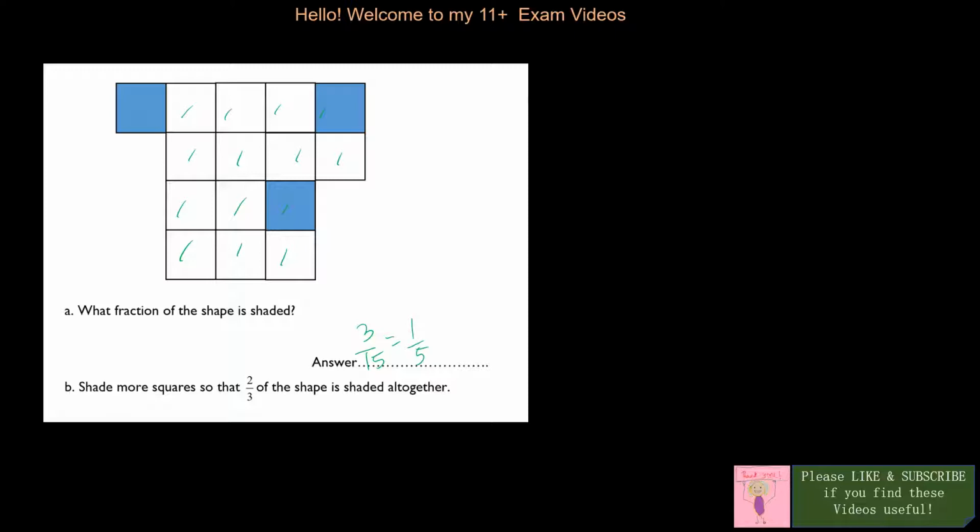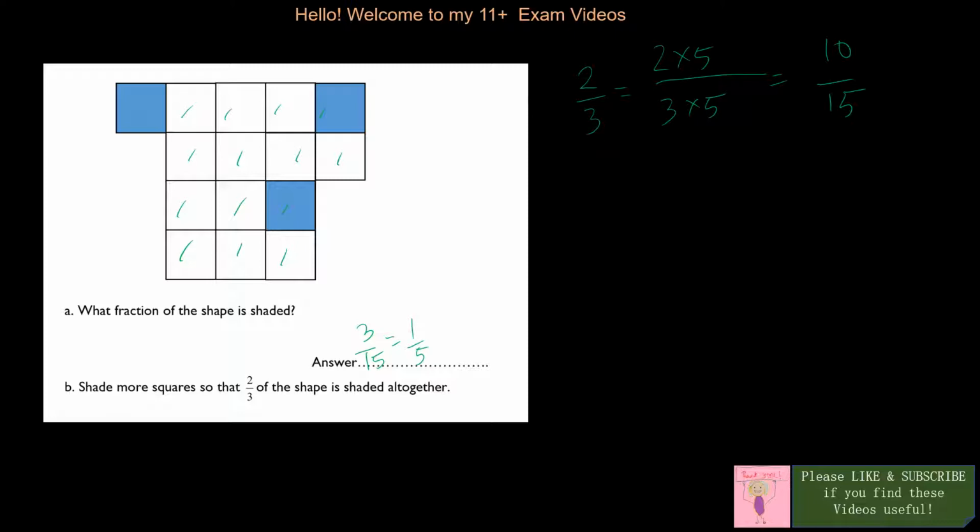Okay, shade more squares so that 2/3 of the shape is shaded altogether. So 2/3. Okay, so what will be the 2/3? So we have to change the denominator to 15. 2/3 is 2 times 5 over 3 times 5, that is equal to 10 out of 15. So we have to shade 10 squares because there are 15 squares altogether.